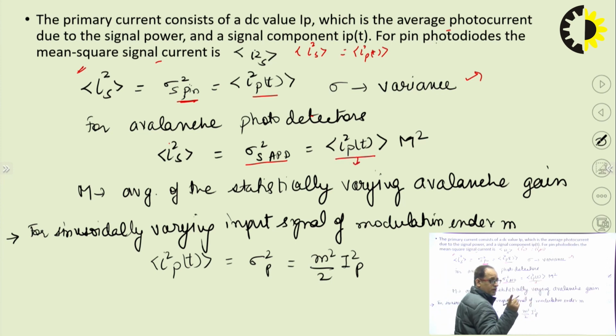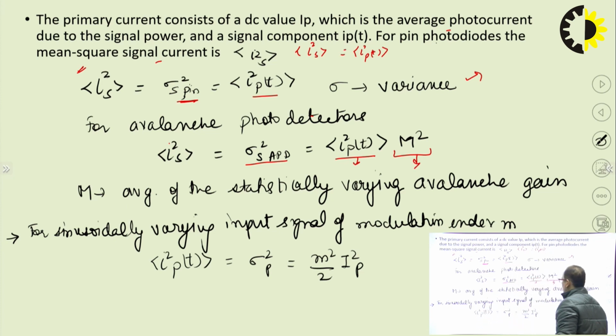This is the output current in case of what? In case of PIN, that is the primary photo current, multiplied by what? The internal gain of the APD. Clear? This is multiplied by M square.